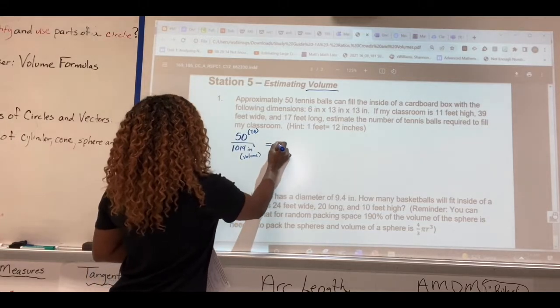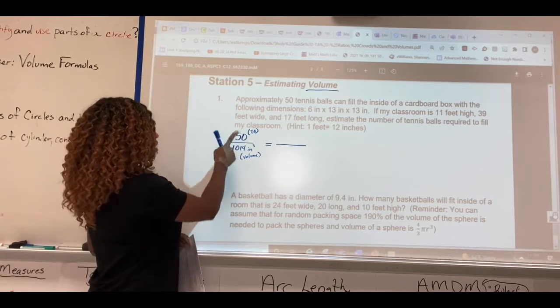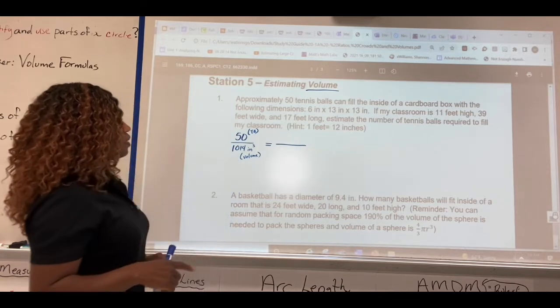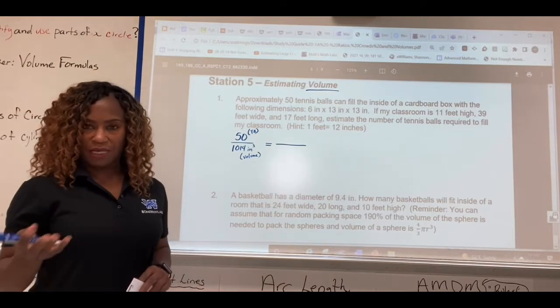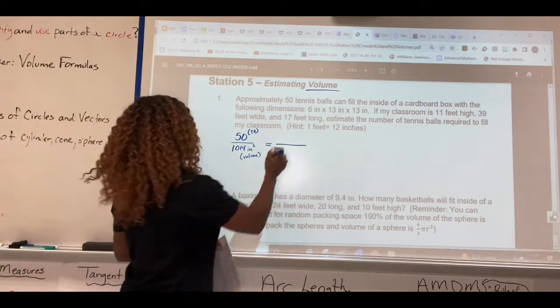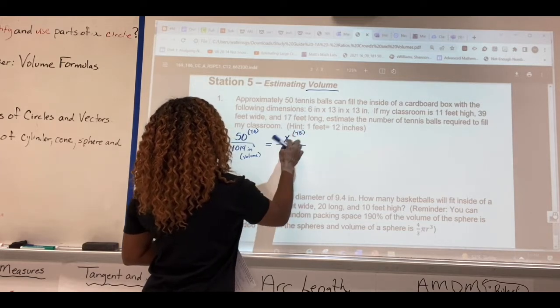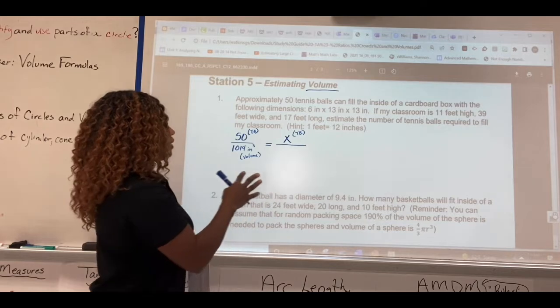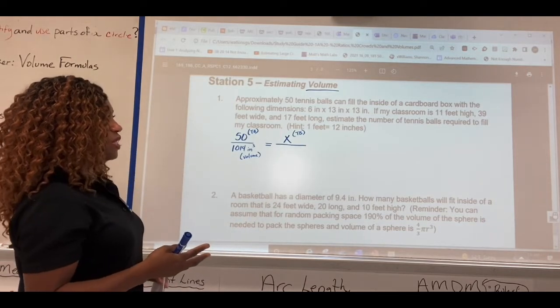So that means my next ratio should also have the tennis ball value on top and the volume on bottom. Well, we're trying to find the number of tennis balls, so that's our variable. I'm gonna put an X to represent what we don't know yet, what we're trying to figure out. So that's X tennis balls will fit inside. Now this time we're trying to determine approximately how many will fit into a classroom.